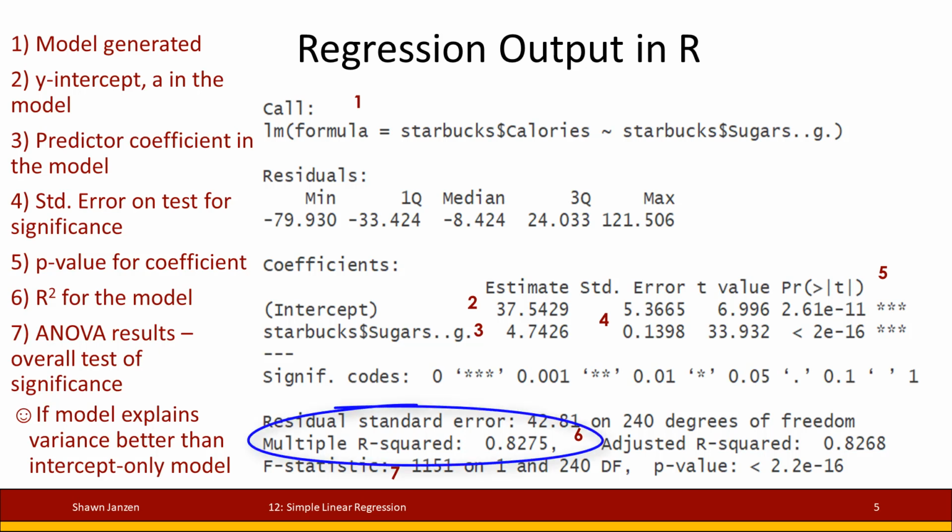I'm sorry, not the f-score, the r-squared. It's next to the r-squared value. So the r-squared value for this particular model is 0.8275, or approximately 83% rounded. Note how it says multiple r-squared and adjusted r-squared.